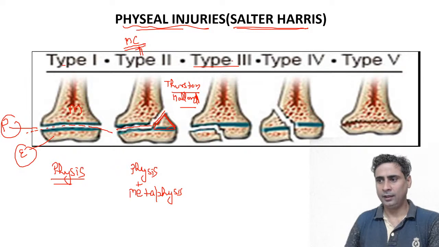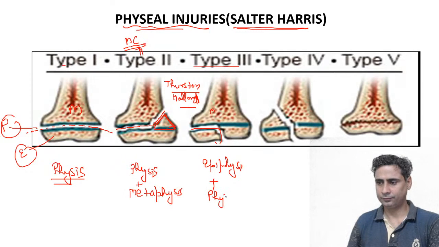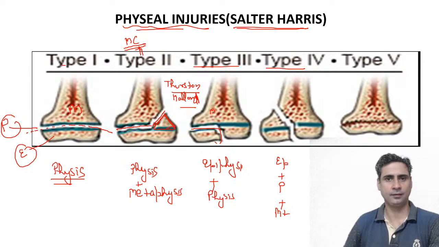Type 3, here the metaphysis is intact but there is injury to the epiphyseal area and physis. So epiphysis along with physis. Type 4 will involve all of these three: epiphysis plus physis plus metaphysis.